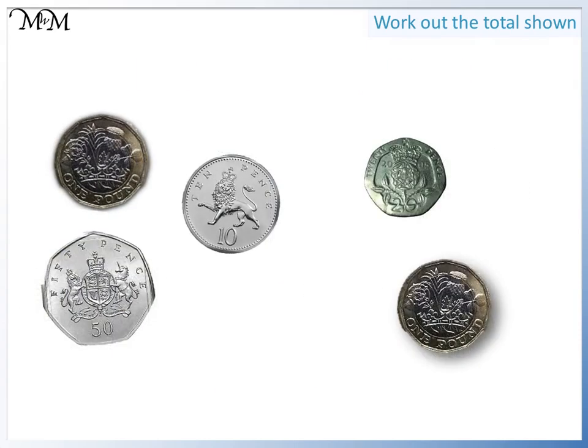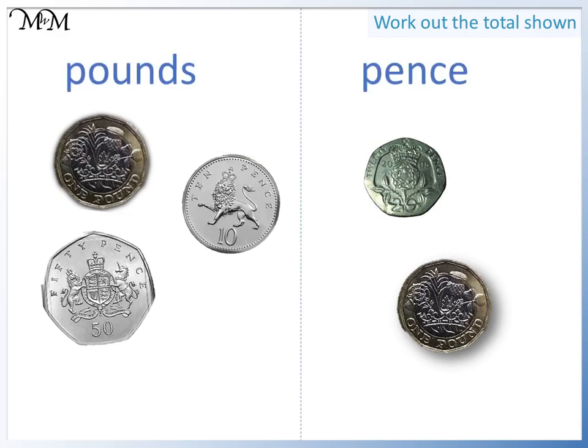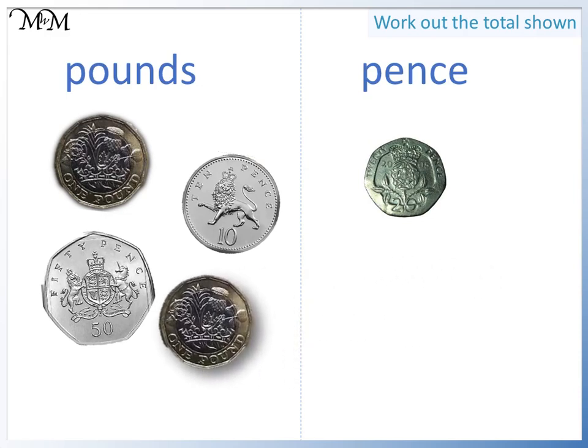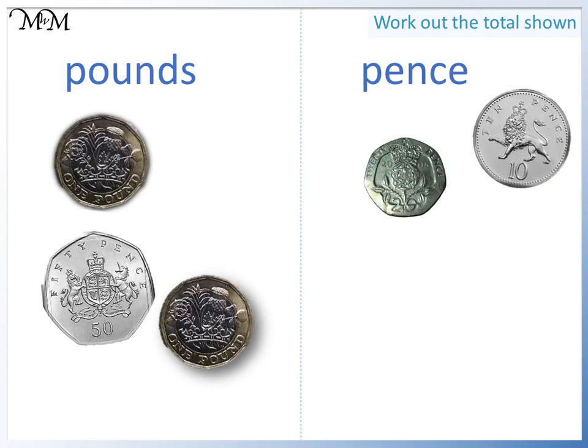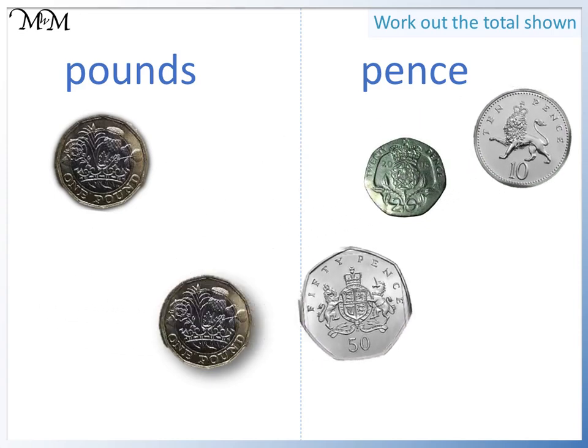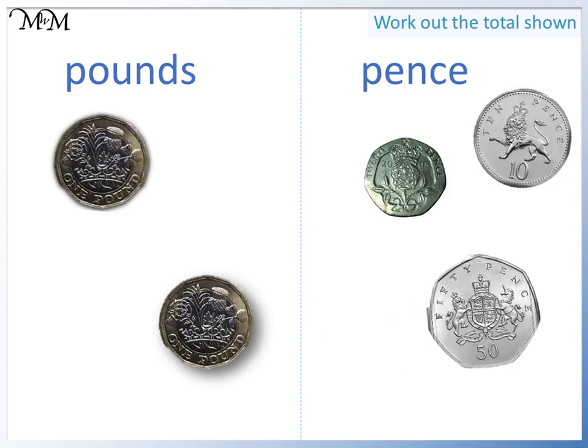Here's another example. Again, we'll start by separating the coins into pounds and pence. So we'll move this £1 coin over to the pounds, and we'll move this 10p and 50p over to the pence. First, we'll count the pounds. 1 plus 1 equals £2.